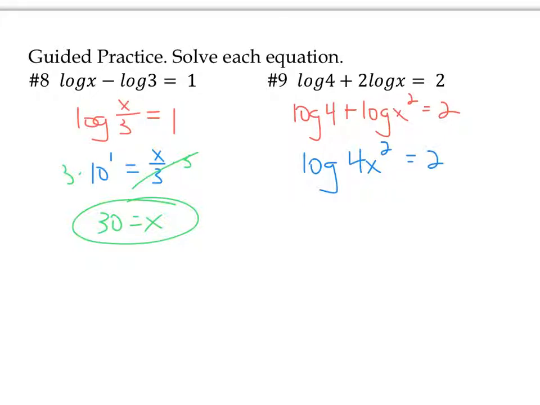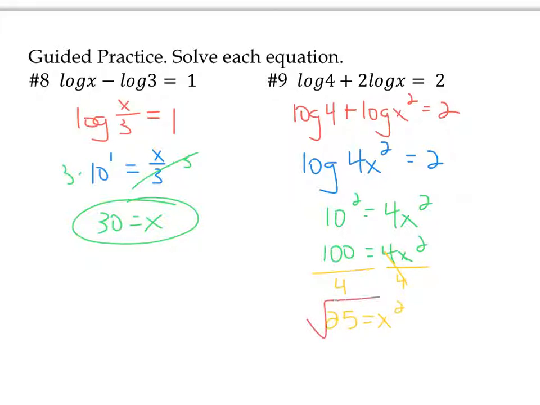and that equals 2. And now we could write this as 10 to the second power equals 4x squared. So that's 100 equals 4x squared. And so if I divide both sides by 4, I get 25 equals x squared. And now I'm going to square root both sides and get x equals 5.